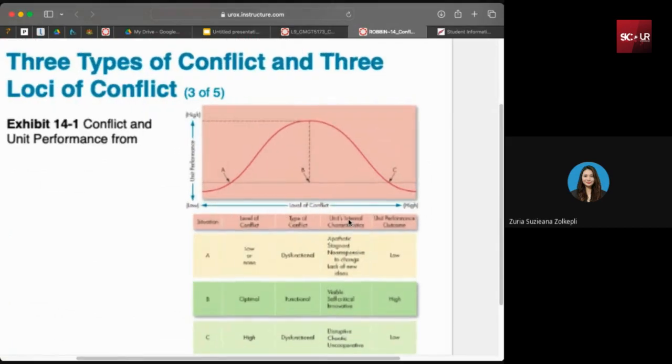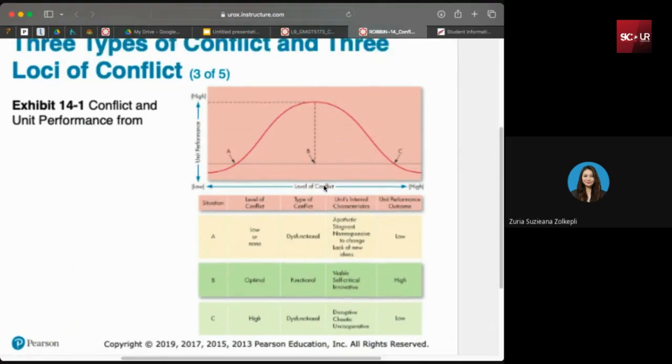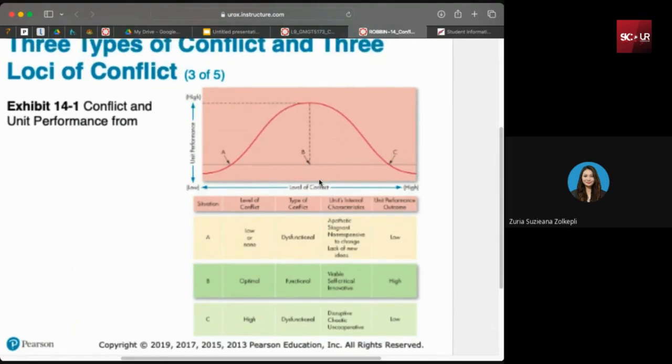According to research, this is when we try to find the relationship between conflict and performance. So you can see we have three situations over here. We have situation A, situation B and C. In situation A, this one is the level of conflict. I'm sorry if you cannot see, you can refer to your slide. This is level of conflict moving from low to high, and this is the performance moving from low to high up there.